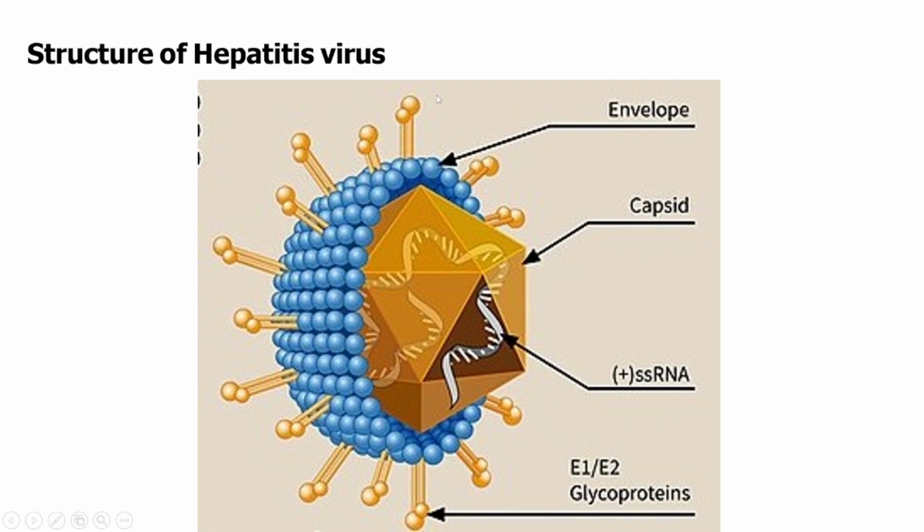Glycoproteins help the virus to enter into the host cells, and after that there is the capsid, which is enclosed in the lipid envelope. Inside the capsid there is the genetic material of the virus, which is mainly composed of single-stranded RNA, a positive-sense strand. And you can see the E1 and E2 glycoproteins are mainly used in it. So this is the structure of the hepatitis virus.